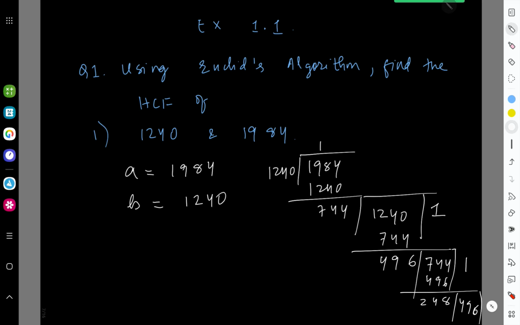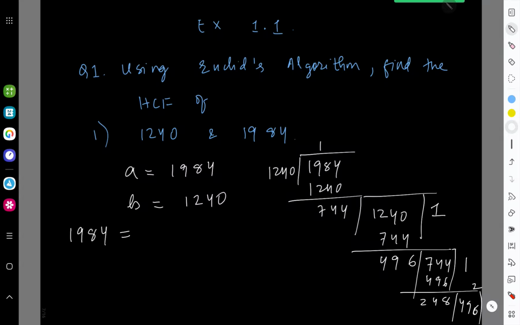Then, as we can see over here, 248 can exactly divide 496. 248 times 2 gives 496. That is, our remainder has reduced to 0. So we will stop the division process here, and this will be our HCF. But we need to express these on our main worksheet over here. So how are we going to write?